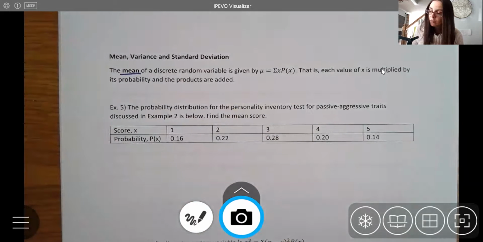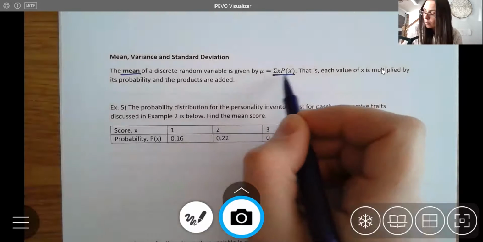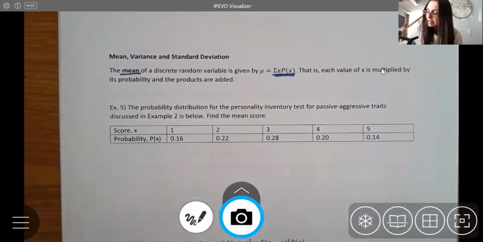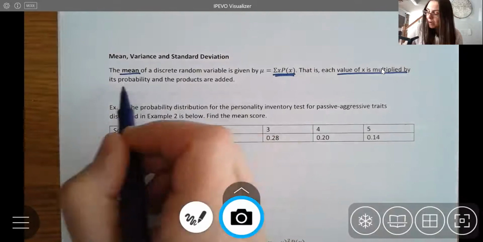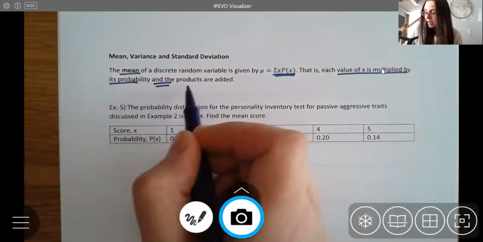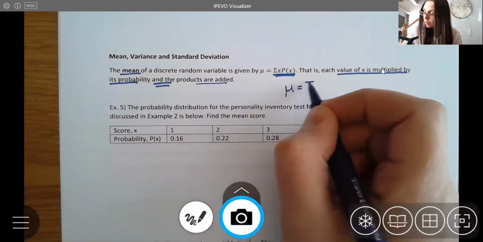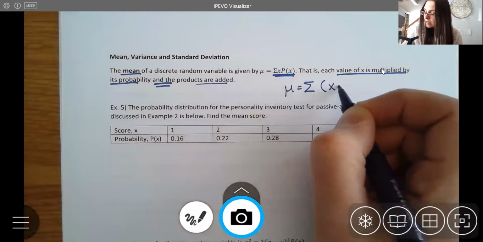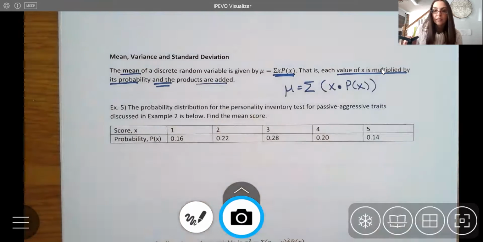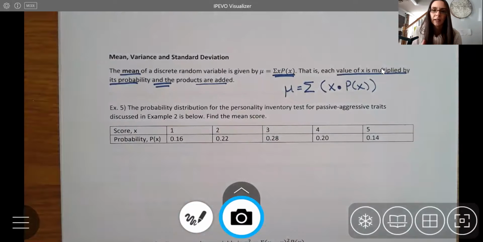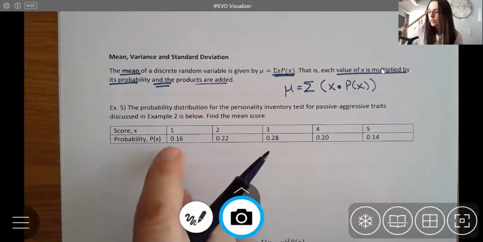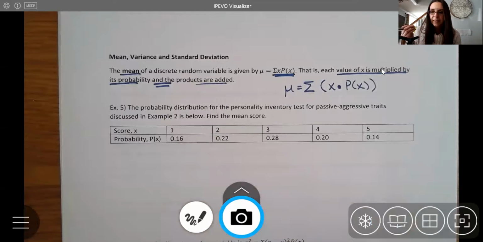Now, the mean of a discrete random variable is given by the following formula. That is, each value of x is multiplied by its probability, and then the products are added. To clarify this formula, you're doing x times the probability first, then adding all those up afterwards. There's no dividing here like a regular mean or average, because when we're using probabilities, it already has that division built in. We've divided by the total already to get the probabilities, so you're not doing any additional dividing here.